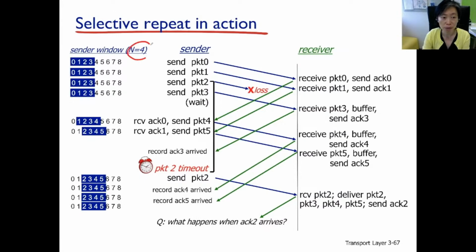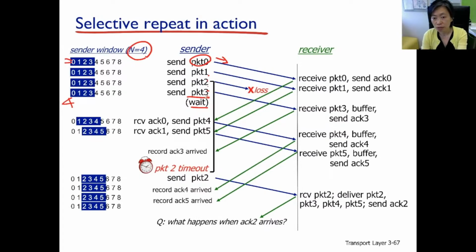So window size 4, and we start from base 0 and the next sequence number 0. Getting a call from above? Yes, because the next sequence number is less than base plus 4. Therefore, we generate packet 0 and send it out. And we go on until we hit next sequence number equals 4. And that is not smaller than 0 plus 4 anymore, so we wait.